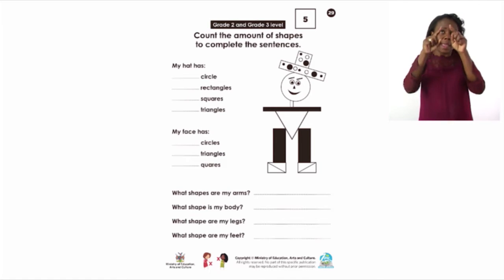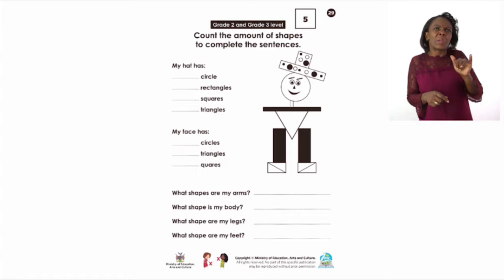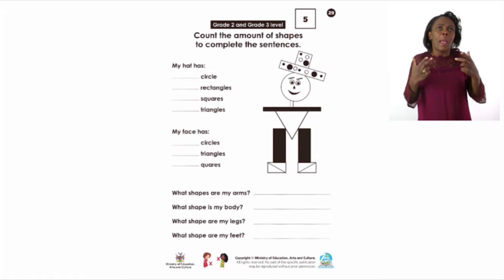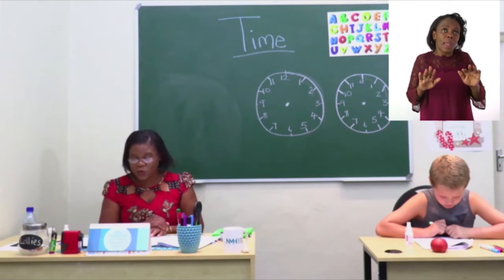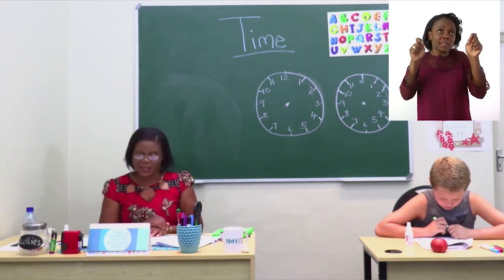Now check my arms. What shape are my arms? What shape is my body? What shape are my legs? What shape are my feet? Just check those shapes and you will be able to write the correct answers.